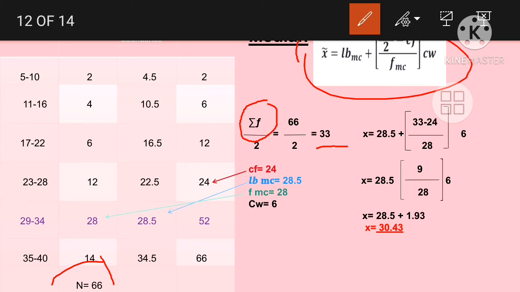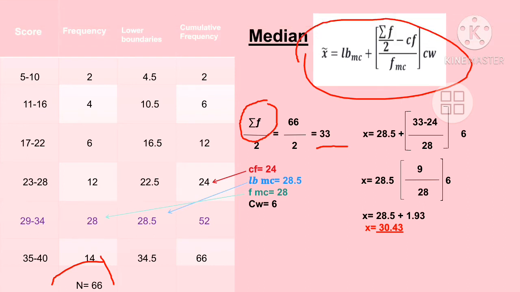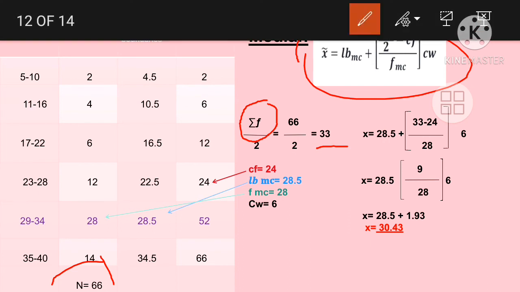Pagtapos natin i-solve yan, kailangan natin tumingin dito sa cumulative frequency para makita natin kung saan pasok yung 33. First, here 6, hindi pa rin pasok. 12, hindi pa rin. 24, hindi pa din. So, dito sa 52.